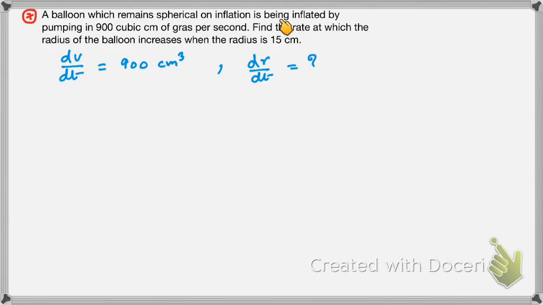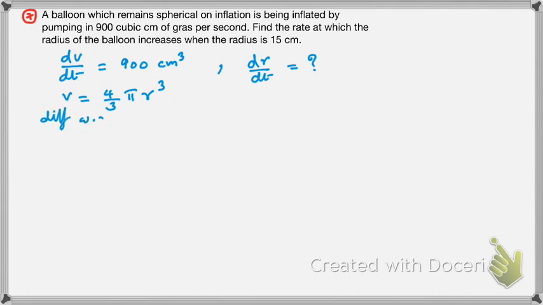And your question is to find the rate at which the radius of the balloon increases. So I want the rate of change of radius with respect to time. So dr by dt is equal to question mark. So what should I do now? Establish a relationship between V and r. And the relation is V is equal to 4 by 3 pi r cubed. So I have a relation between V and r.